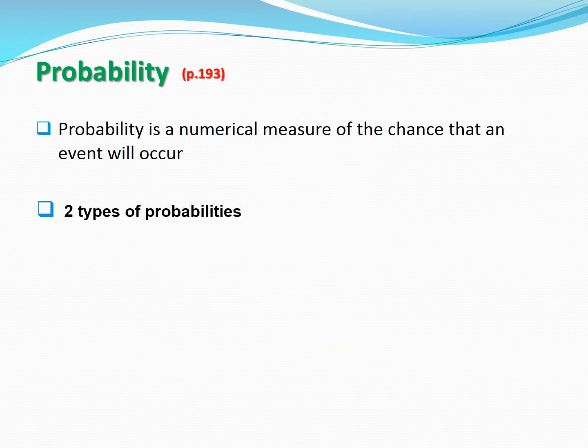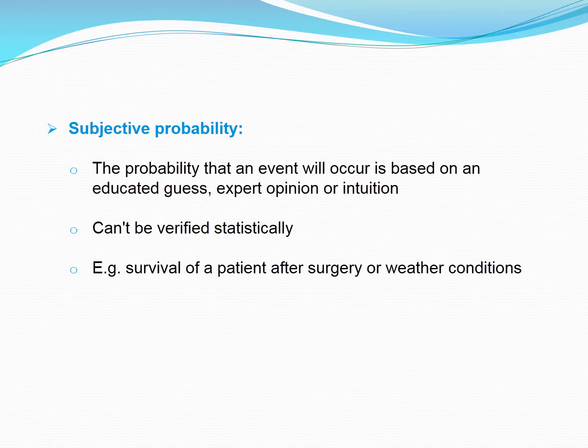The definition of a probability is given on page 193. So a probability is a numerical measure of the chance that an event will occur. There's 2 types of probabilities that we get. First of all, subjective probability. And that is the probability that an event will occur based on an educated guess, expert opinion, or intuition. For example, if a doctor estimates the survival rate of a patient after surgery, or a climatologist predicts the weather conditions. But those probabilities can't be verified statistically.